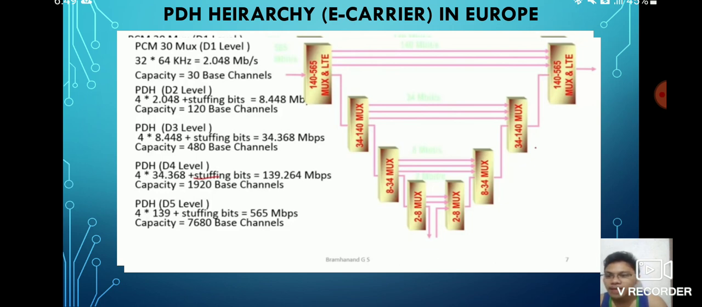The last level is the D5 level. 4 multiplied by 139 plus stuffing bits equals 565 megabits per second. It has the capacity of 7,680 base channels. As the data rate increases, the overhead percentage also increases as the stuffing bits increase, and this is the major drawback of PDH in the E carrier.